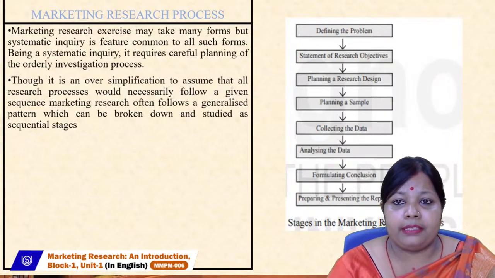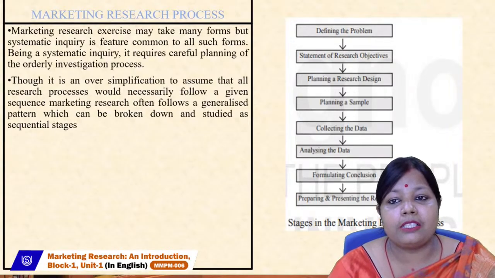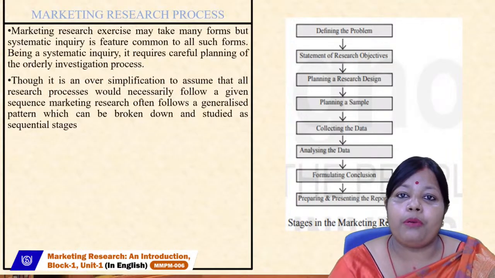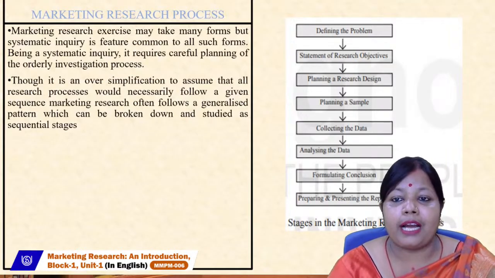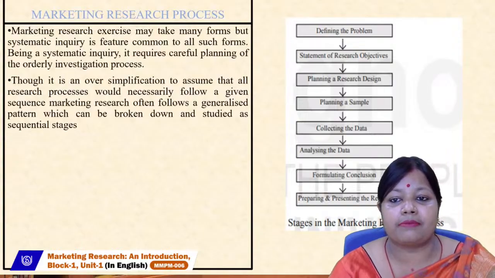Then, after defining the research problem, the second step is statement of research objective. What is this research objective? Now, the problem we have found, we have to write in an objective manner, meaning what we want to get to solve the problem. It is known as research objectives.